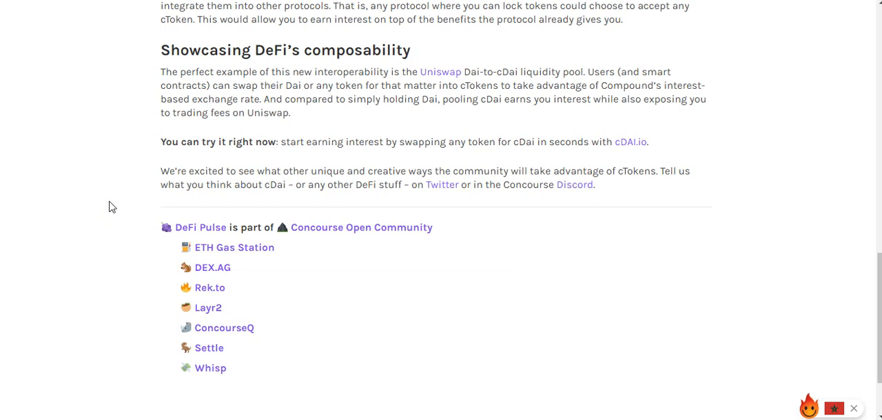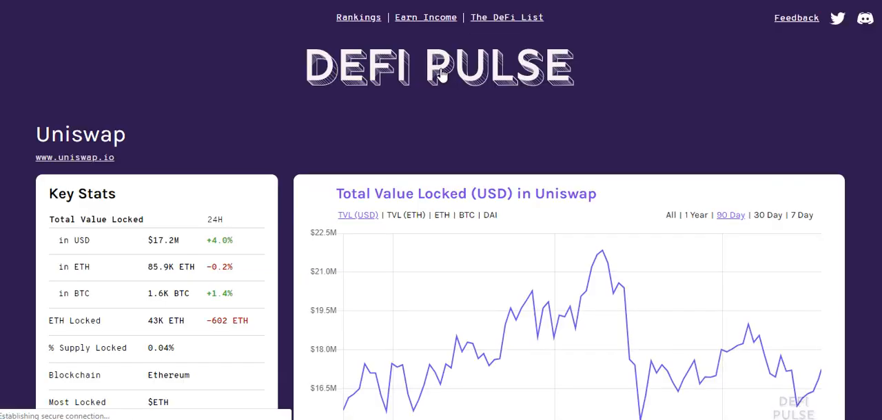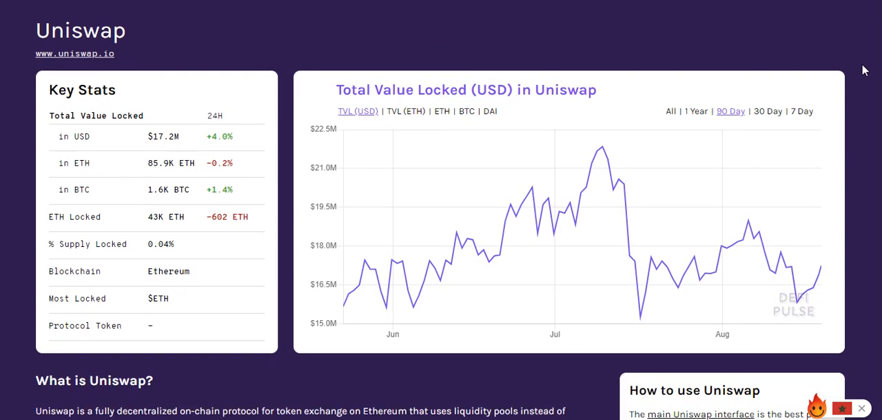And they're actually saying that you can try it now. So start earning interest by swapping any tokens for cDai in seconds, also with cDai.io. So they have the Uniswap. Let's go over to the Uniswap page. And what we're looking at is the DeFi Pulse page looking at the Uniswap app or protocol.